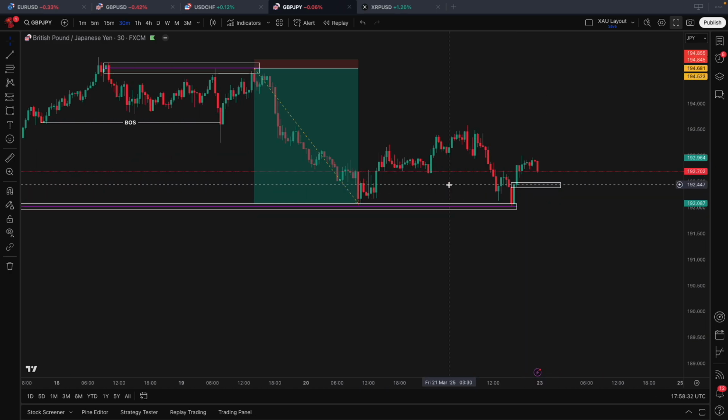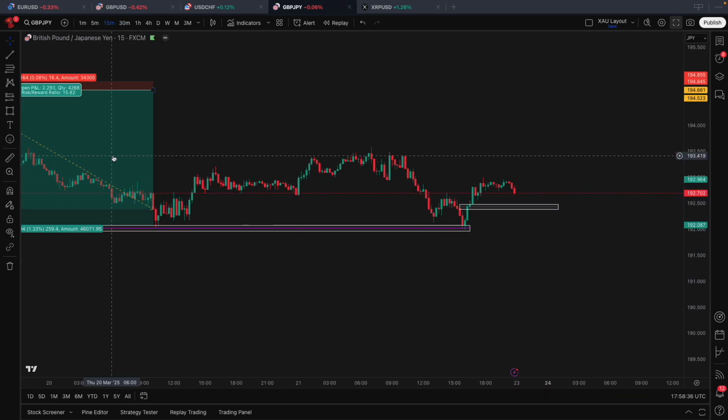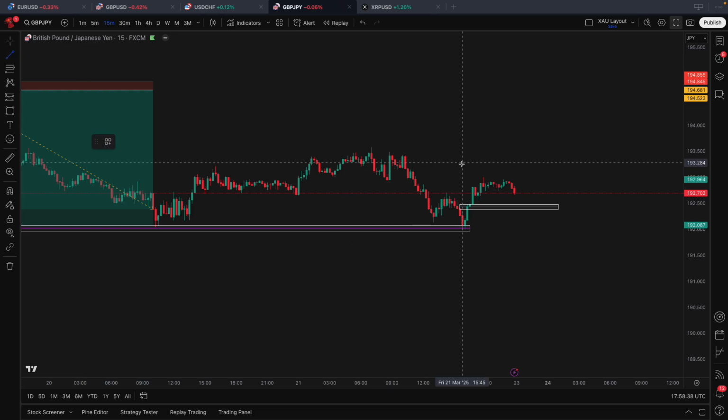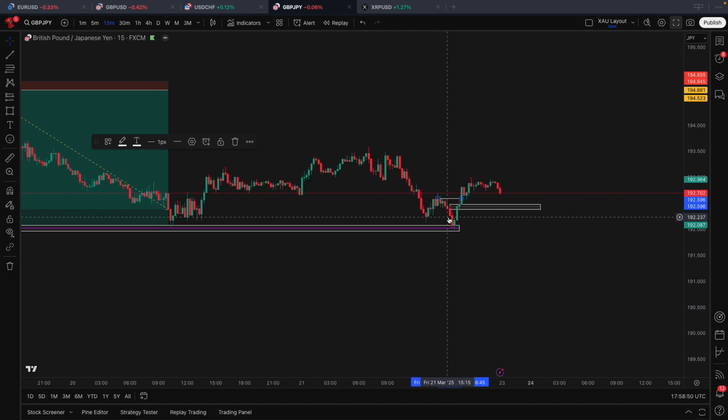In order for us to deem a valid entry, I mean, we've had a change of character. I call everything that breaks structure a break of structure. But this, in the eyes of CHoCH and BOS, this is a CHoCH. It's a change of character. Why? Because structure has broken fractally. Okay, so we've had a CHoCH here.